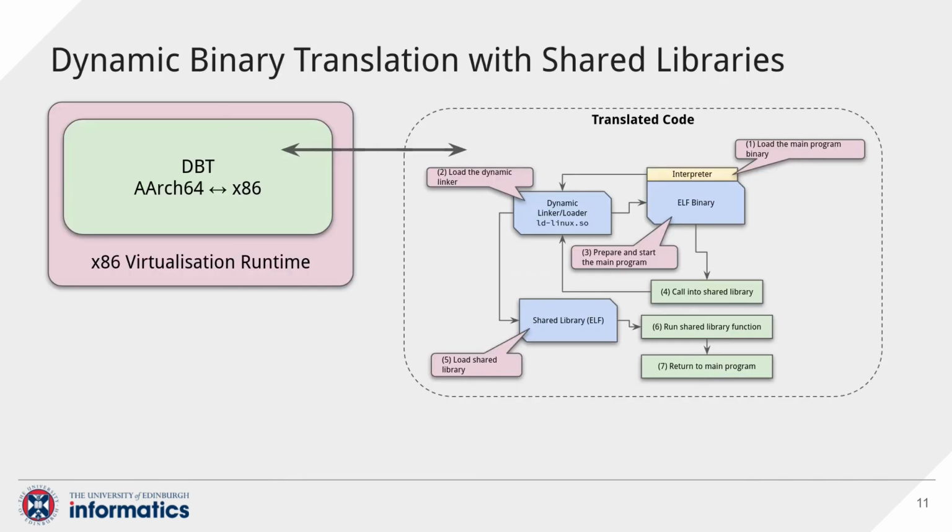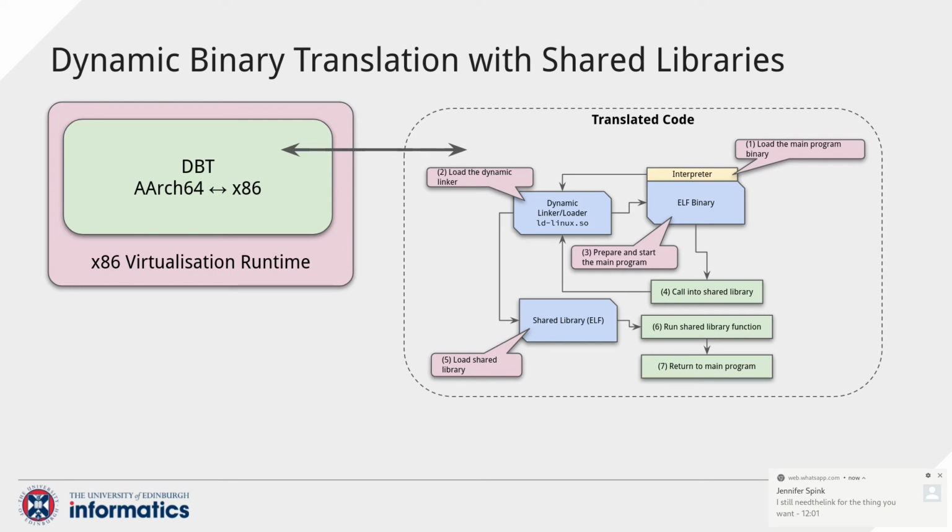Now, how do we do dynamic binary translation on a binary that uses shared libraries? Well, all we do is we take that diagram from the previous slide, a big diagram, we squash it down and stick it in this translated code bucket. And what that means is that the virtualization runtime, so QEMU or whatever, will just execute all of that as translated code. So you'll have a guest ELF binary, a guest dynamic loader, and a guest shared library. And then all will be translated, everything.